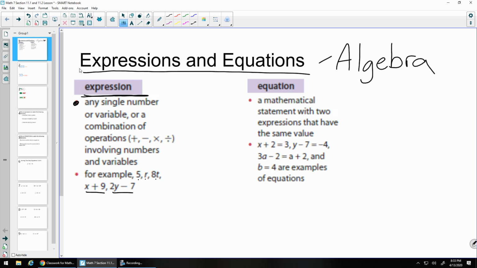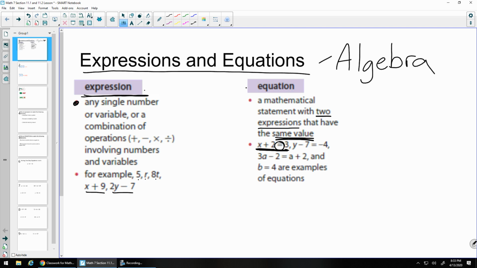So what's the difference between an expression and an equation? Well, an equation is a mathematical statement with two expressions that have the same value. When things have the same value, we say that they're equal to each other, and in math, we can use an equal sign. So any equation has two expressions. This expression right here is x plus 2, and another expression is just 3, and they're equal to each other. So if there's an equal sign, that makes it an equation.